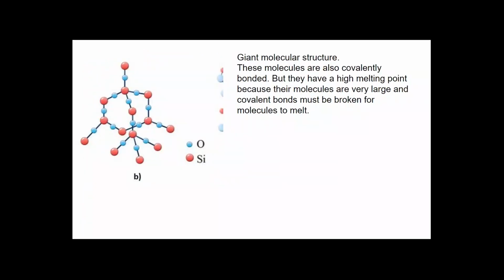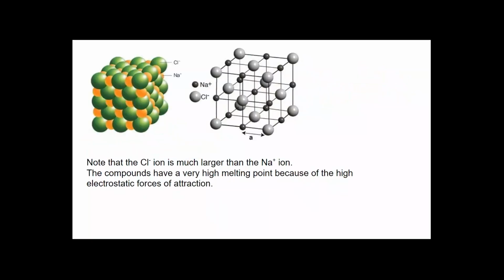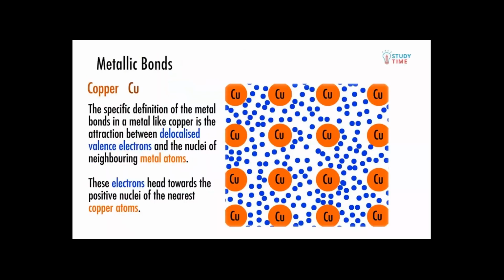Then this is silicon dioxide. Its structure is similar to diamond. It has a high melting point, because you need to break covalent bonds in order for it to melt. And then again, sodium chloride, we've done this before. The compounds have high melting points because of the high electrostatic forces of attraction.